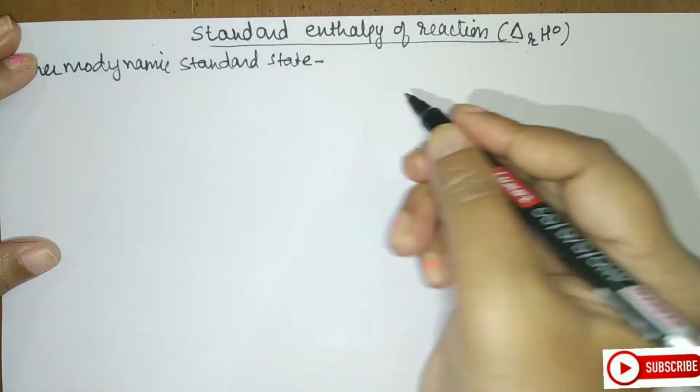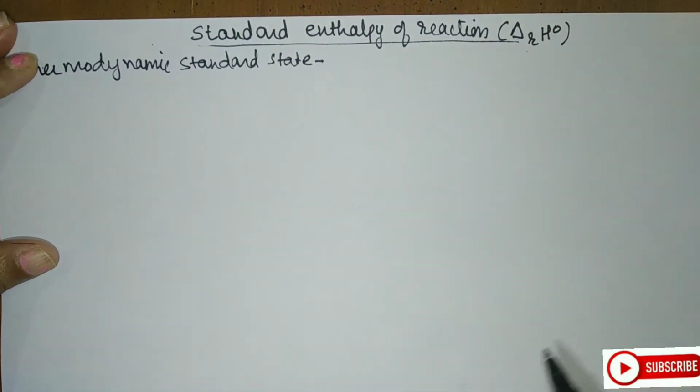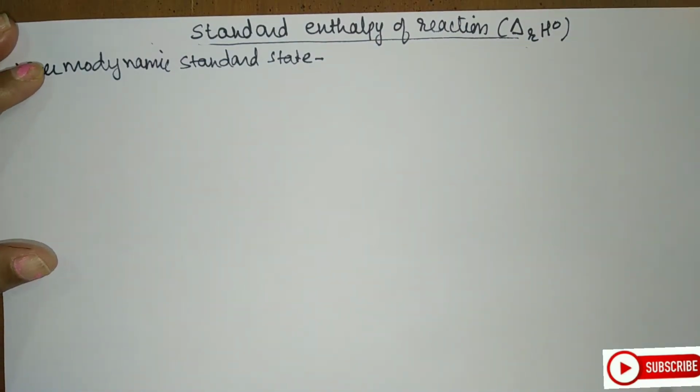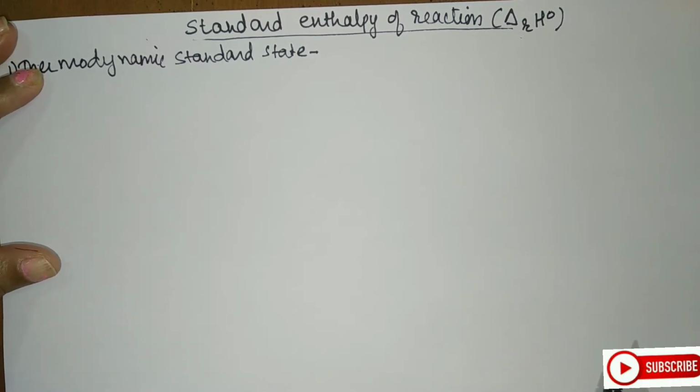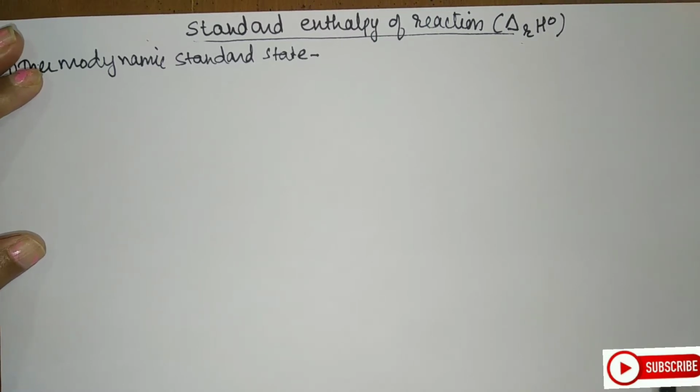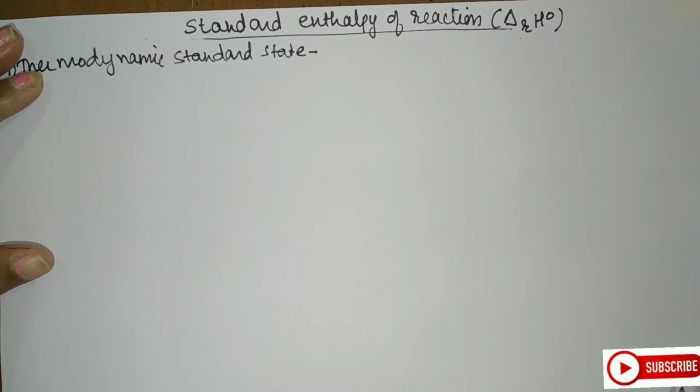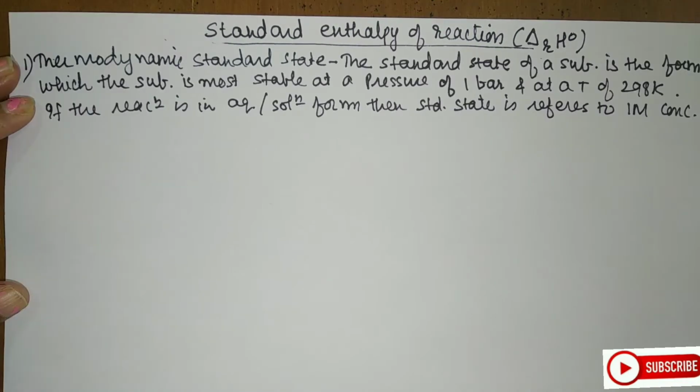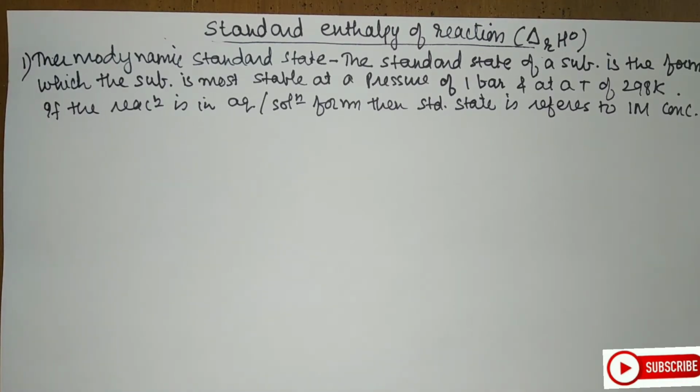means that the standard state of a substance is its form in which the substance is most stable at the pressure of 1 bar and a temperature of 25 degrees Celsius or 298 Kelvin. And if the reactants and products are in the aqueous form or the liquid form or the solution form, then their standard conditions are considered with a concentration of 1 molar. So let us write what it is. So students, this is the meaning of the standard state.